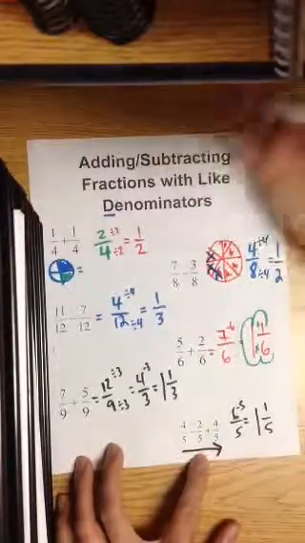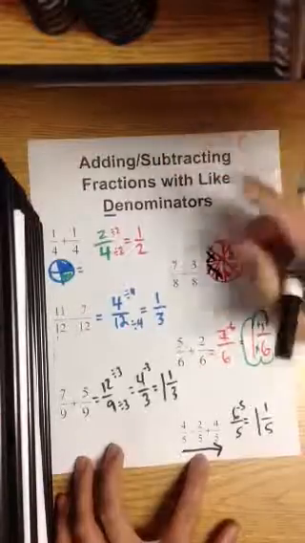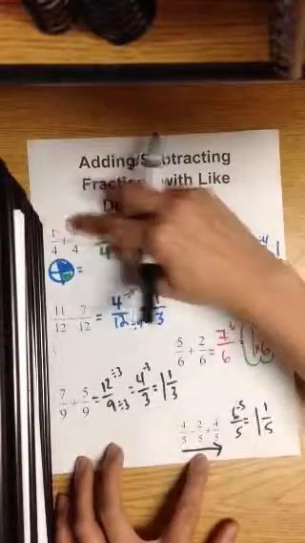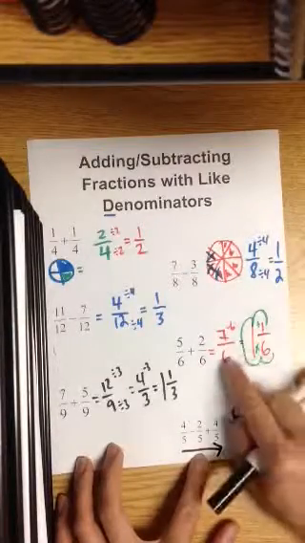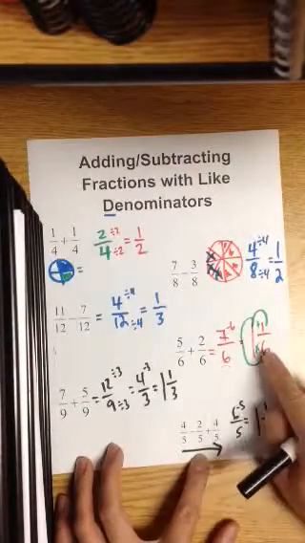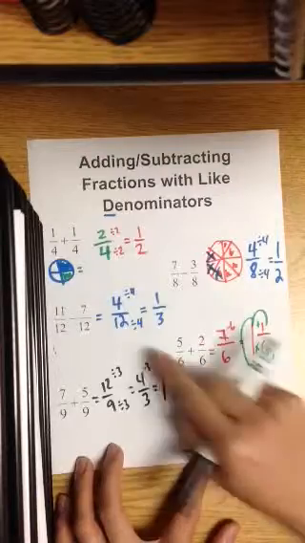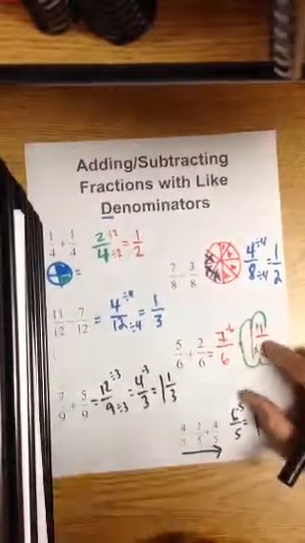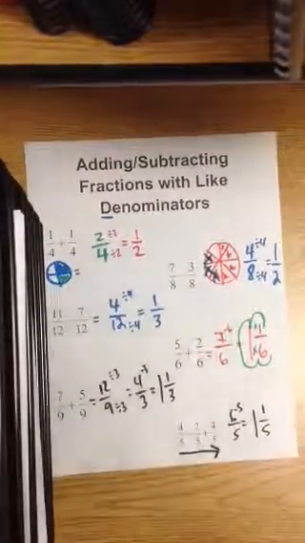So today we talked about how to add and subtract fractions with like denominators. The rule is you keep the denominators the same and you add or subtract the numerators. If it is improper, please turn it into a mixed number. And if you can simplify it, please simplify it.